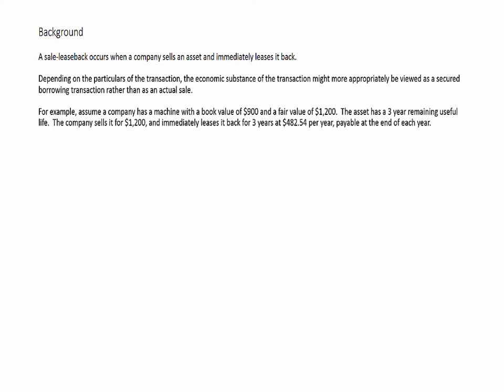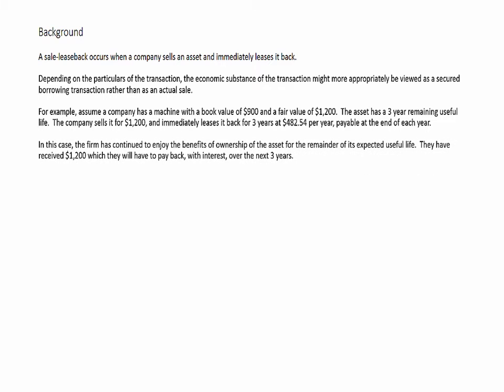For example, assume a company has a machine with a book value of $900 and a fair value of $1,200. The asset has a 3-year remaining useful life. The company sells it for its fair value of $1,200 and immediately leases it back for 3 years at $482.54 per year, payable at the end of each year. Now, the company is going to receive $1,200. They're going to repay $482.54 per year for 3 years, or about $1,400.